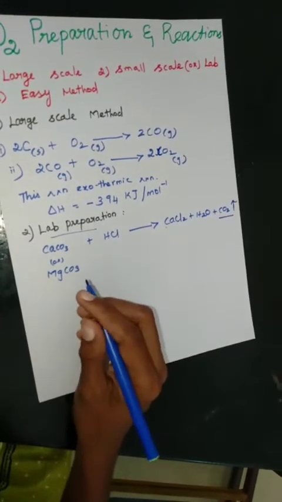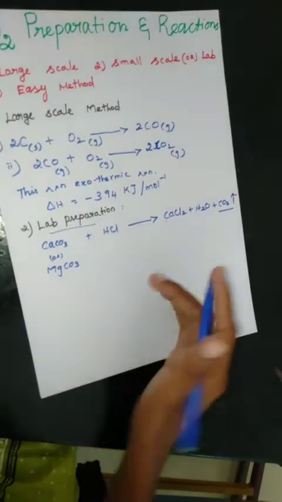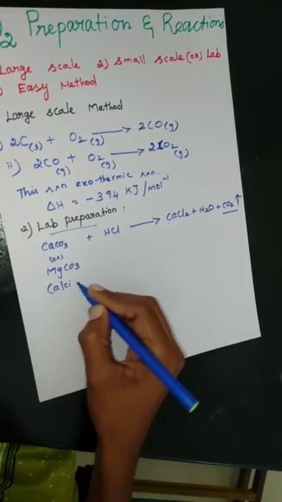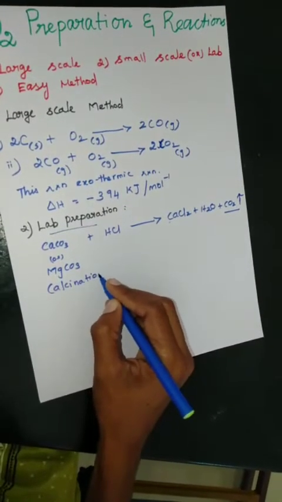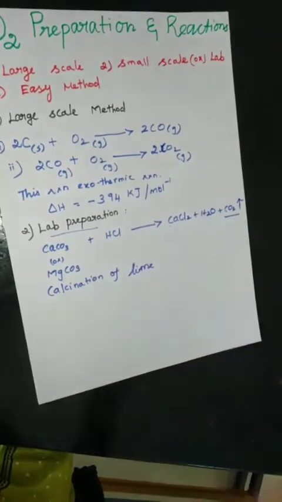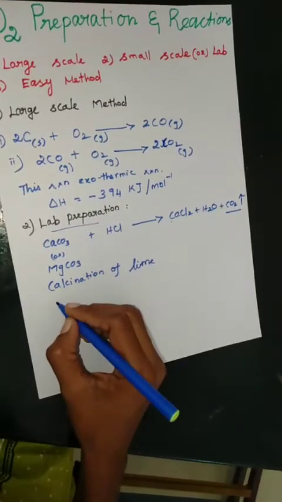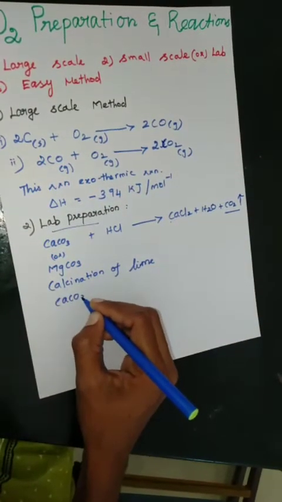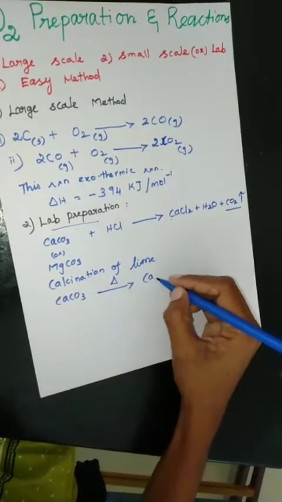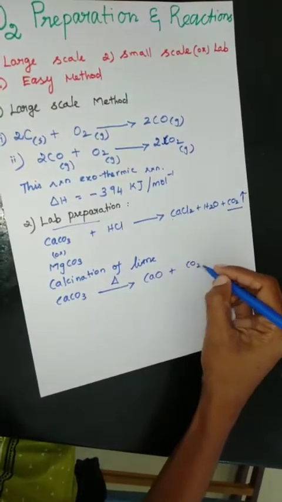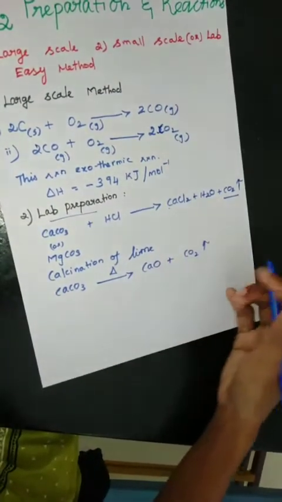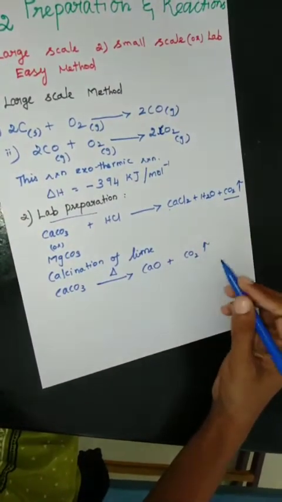So next இன்னொன்று என்ன பார்த்தோம்னா calcination of lime. So what we will use here, calcium carbonate, it is heated to give calcium oxide plus carbon dioxide. Okay, so இது என்னவாயிடும்னா carbon dioxide வந்து evolve ஆகும்.